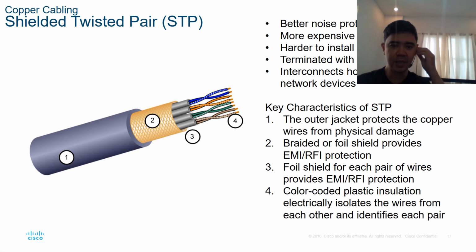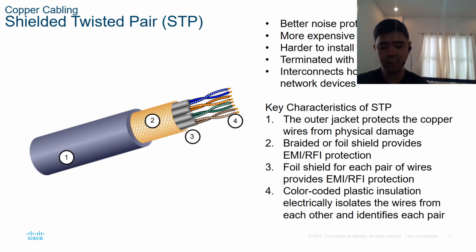And then there's the STP. STP differs from UTP, first, because it has a braided shield. This braided shield is additional protection from EMI and RFI, aside from the outer shield. Another difference is that each pair has a cover. So STP has much better protection compared to UTP, but expect it to be more expensive and harder to terminate.